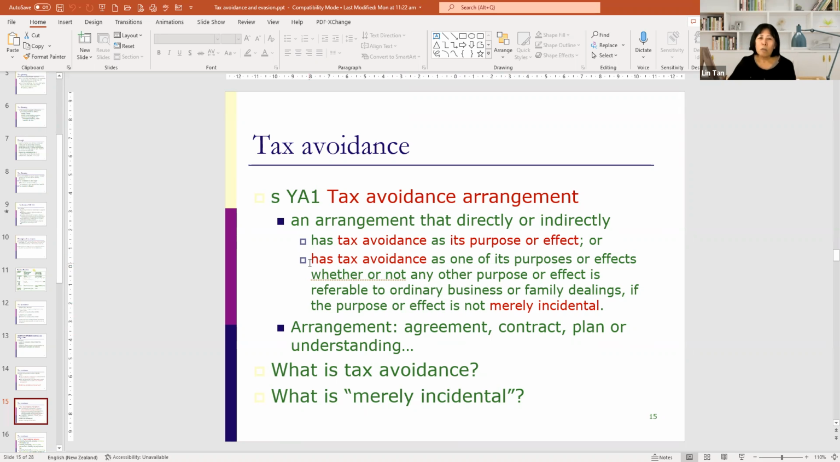Because in practice, when somebody arranges their tax affairs in such a manner, it normally has a number of purposes, right? And the Act says that as long as tax avoidance is one of the purposes, and as long as the benefit that they derive from that arrangement is not merely incidental, then it will be caught under this section as a tax avoidance arrangement. So we have this term tax avoidance and merely incidental, and how do we actually interpret them?